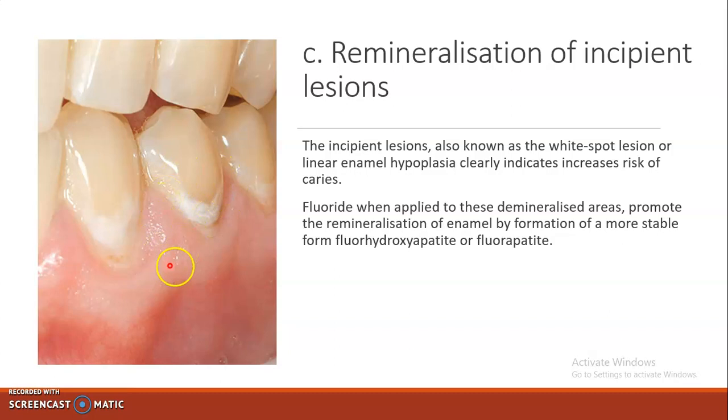Such a white spot lesion clearly indicates a risk of caries. When fluoride is applied to these demineralized areas, also known as incipient lesions, over a period of time it promotes the formation of fluorapatite crystals and remineralizes this white spot lesion. So that is the third mechanism. The second and third mechanisms are almost the same, only that they occur in two different circumstances, in two different time zones. That is the only difference between them. Ultimately, it is the fluorapatite crystal which is formed.